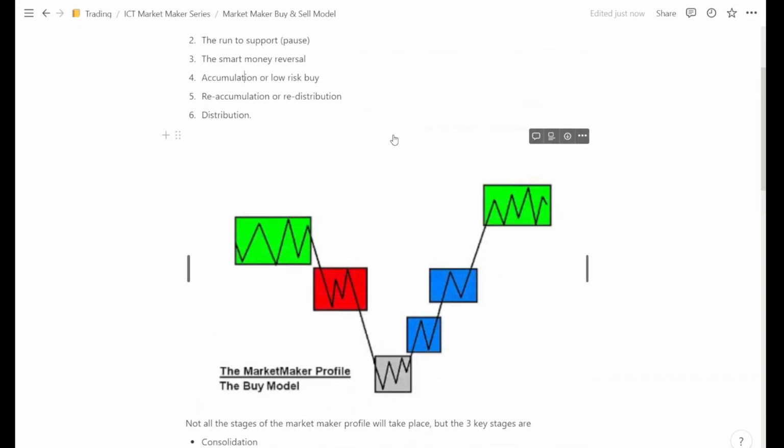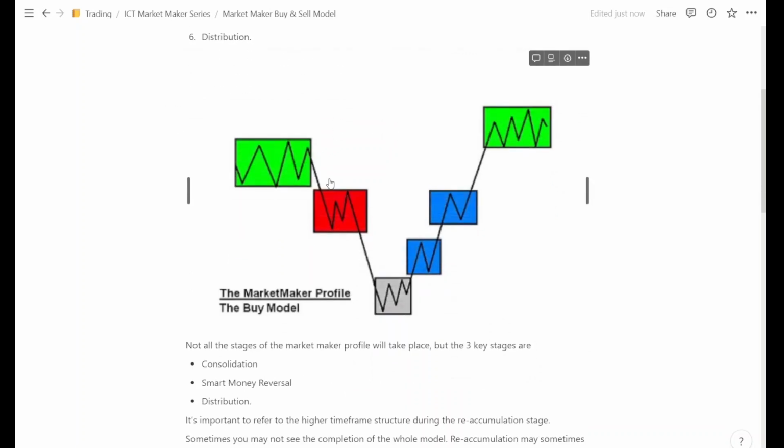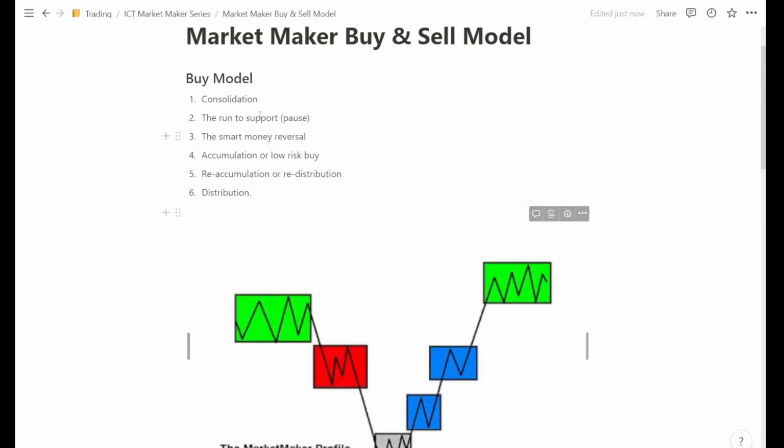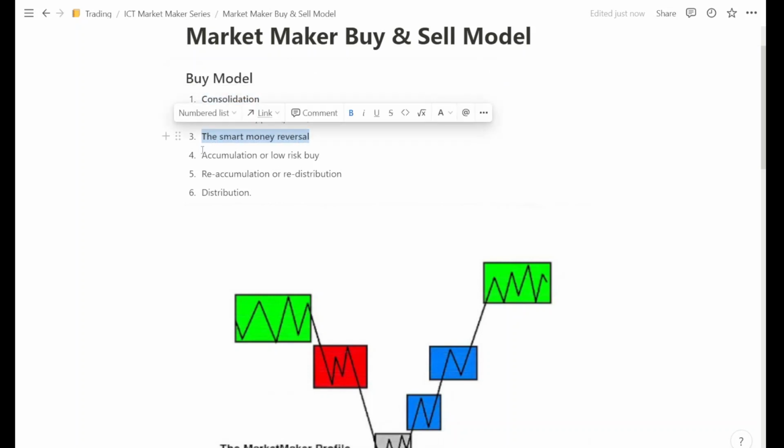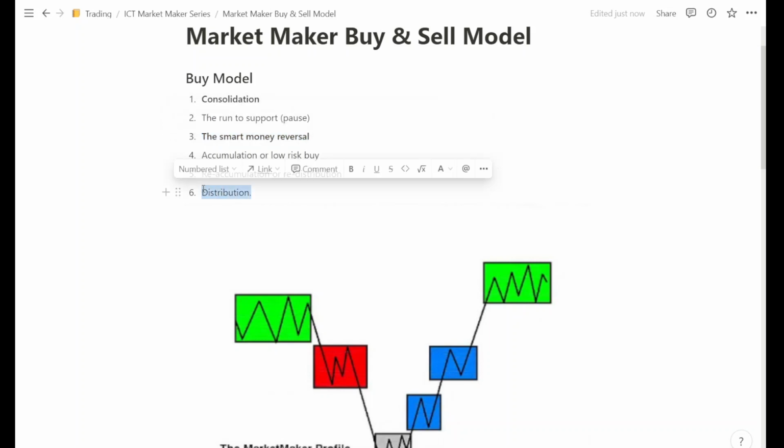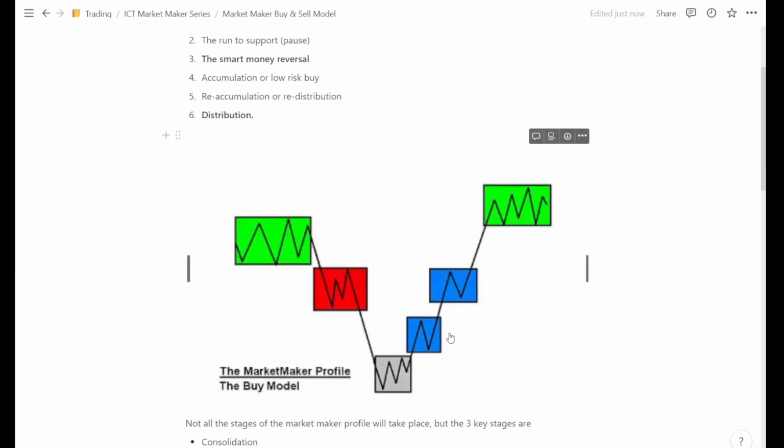Another thing you need to understand about this model is that not all of these stages will take place. The important ones are the initial consolidation, the smart money reversal, and the distribution. Sometimes you won't see the other levels. The red and blue levels are not important. They're important, but sometimes you won't see them.